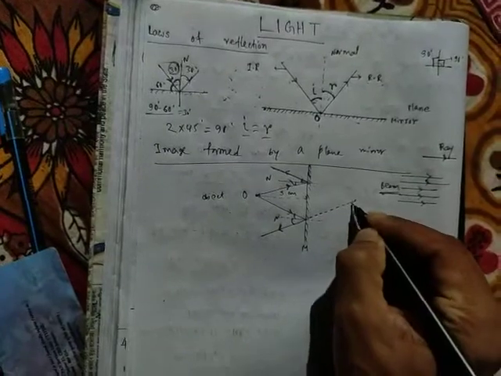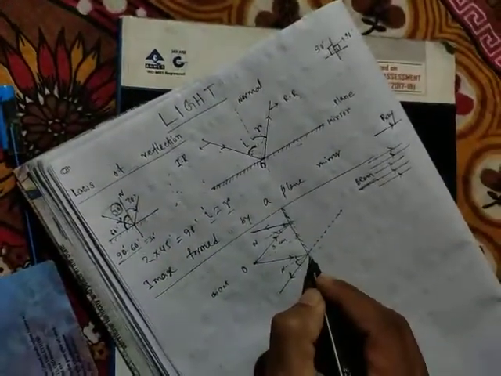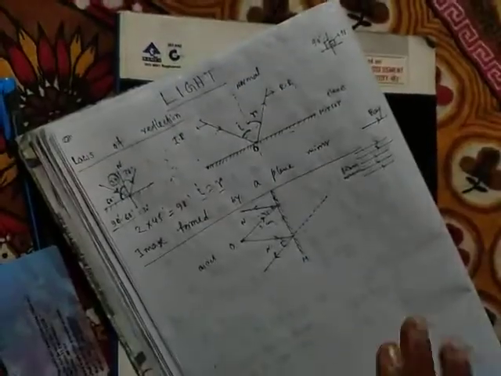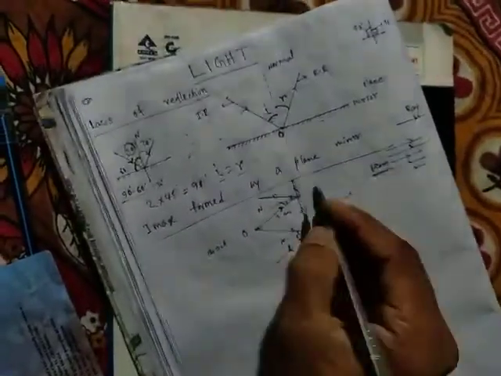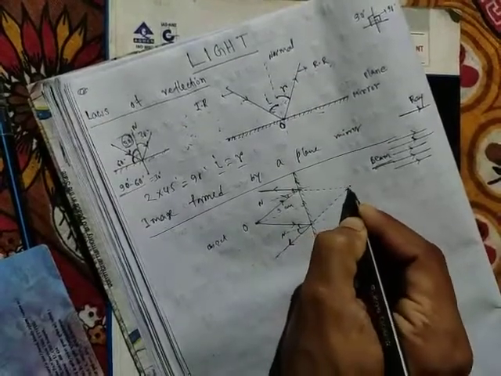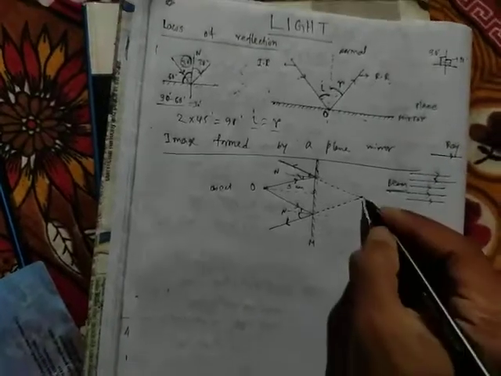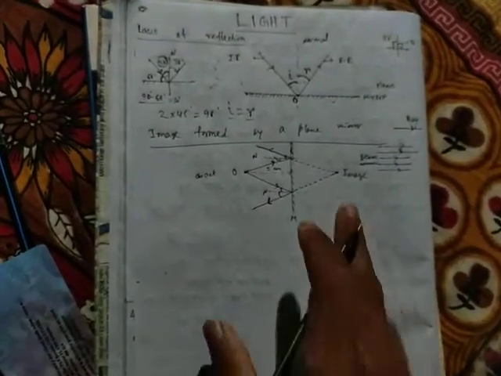Draw it backward. And also extend the reflected ray, not the incident ray. The incident ray will go out. Not the incident ray. Draw the reflected ray. Why am I drawing the reflected ray? I am telling you. Draw the reflected ray in the backward direction, and they will meet at a point. And this must be the image of this object. This is the image. In this way the image is formed.